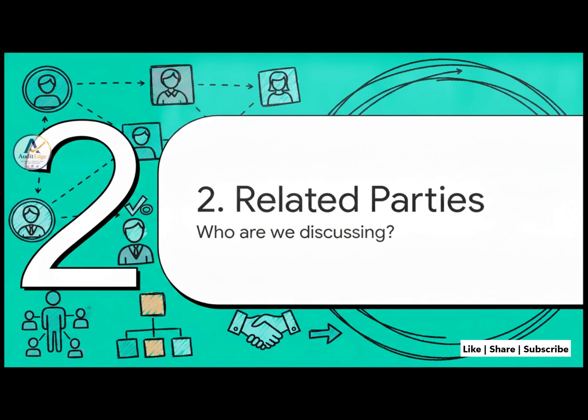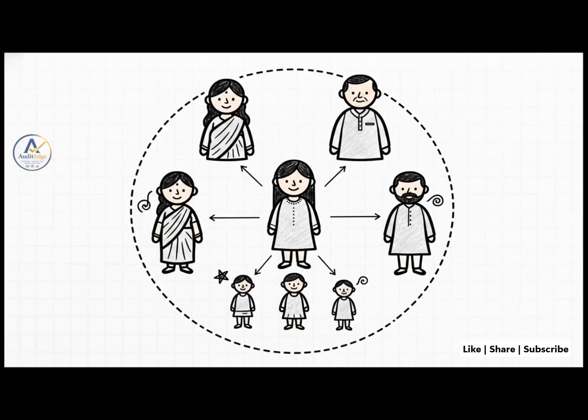Moving on to Section 2, understanding related parties, or who exactly are we talking about here? Now, the standard has a lot of dense legal definitions, but let's just translate them into simple English. Naturally, family members are right at the top of the list. If a person has control or influence over a company, their close family is also considered a related party.